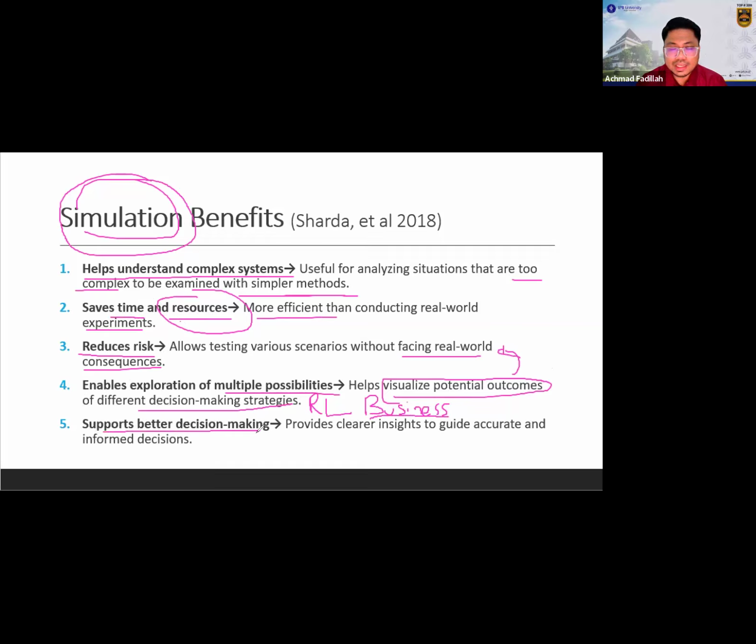As managers, you hope to be the best managers and successful managers later on. You need to have the best decision making in every moment, every situation of your business. This will provide you with clear insight and guide accurate and informed decisions. That's important, because sometimes a decision is only about a sense.